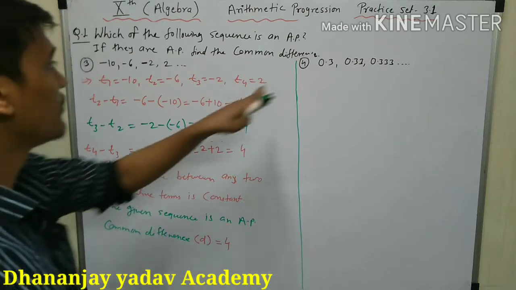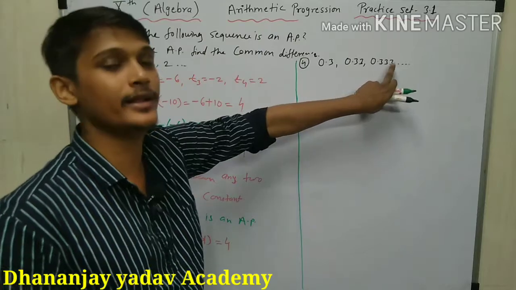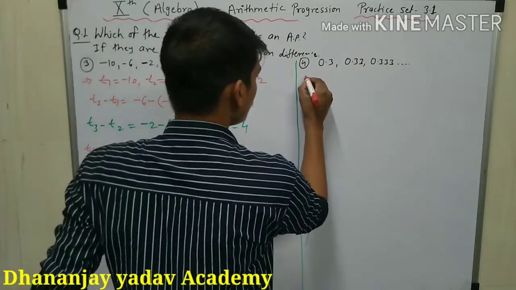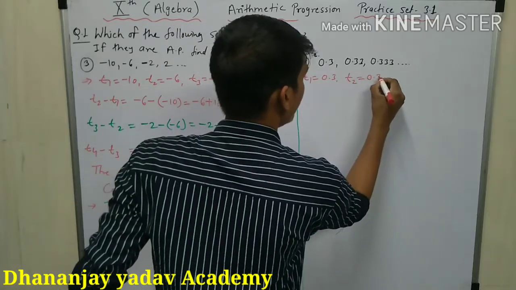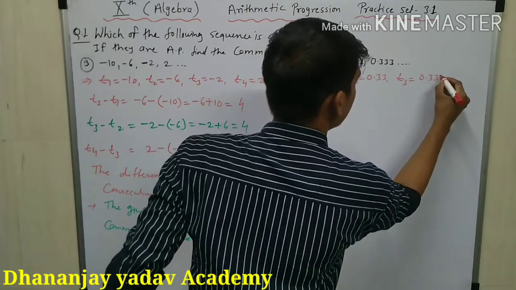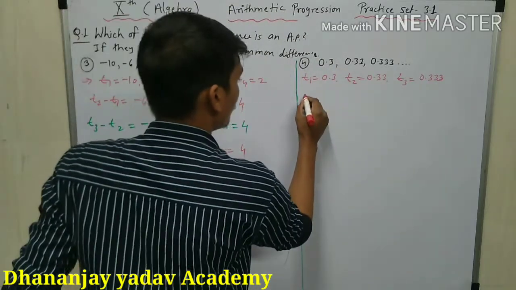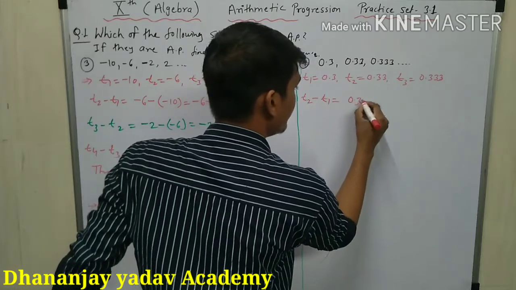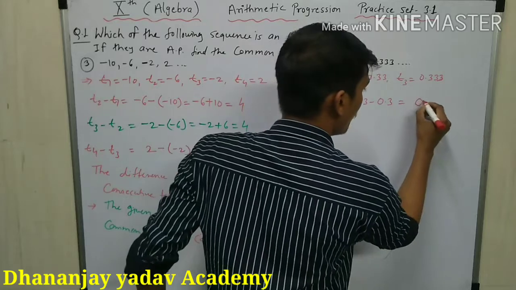Understood? Now solving the fourth question: 0.3, 0.33, 0.333, and so on. You can write first here, T1 is equal to 0.3, T2 is equal to 0.33, and T3 is equal to 0.333. Understood? Now first, T2 minus T1 is equal to 0.33 minus 0.3, which is 0.03.